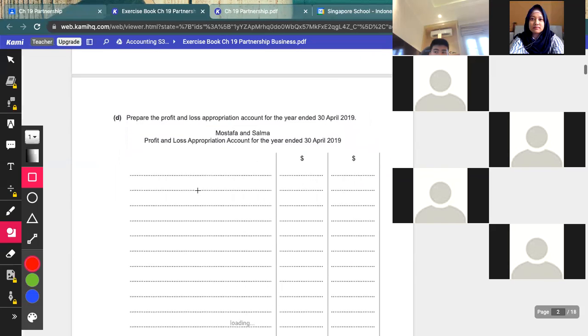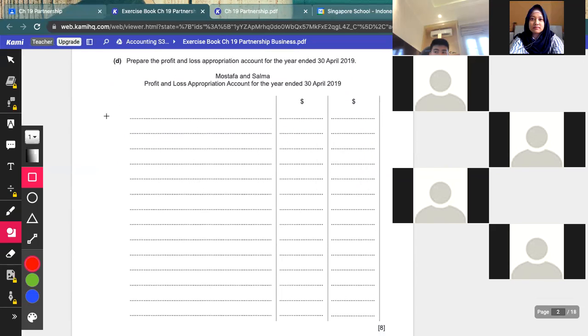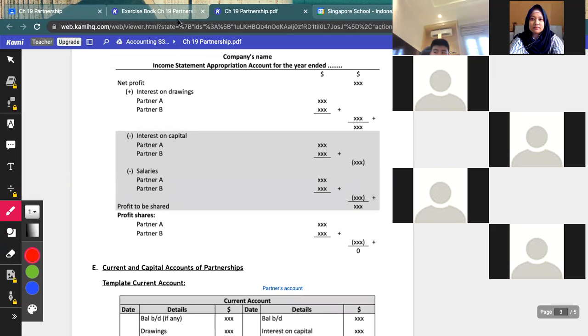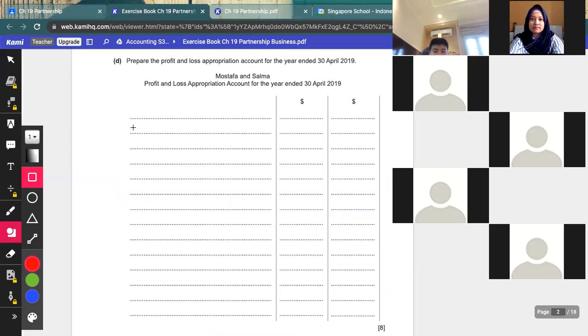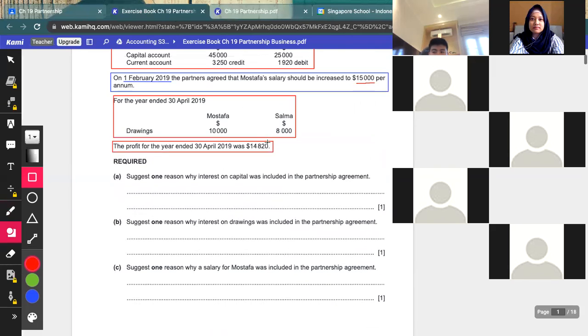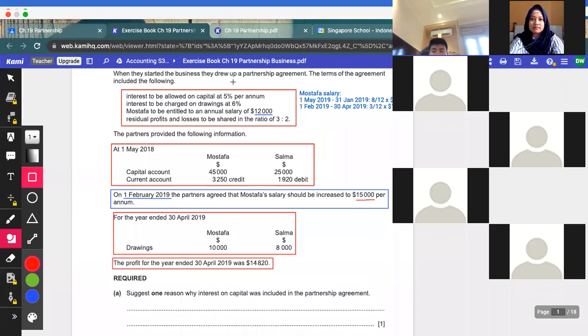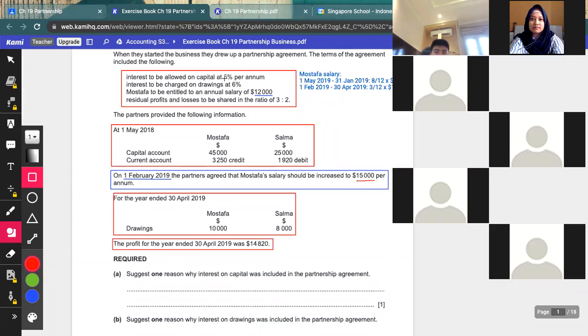Yeah. Now, when you do the appropriation account, we will start with net profit. Just follow this one, yeah, guys. You have net profit. And then after that, followed by interest on drawings. You have interest on drawings, 6% times 10,000 for Mustafa, 6% times 8,000 for Salma. After that, interest on capital is 5% from the capital account. You have the capital account of Mustafa and 5% for Salma.